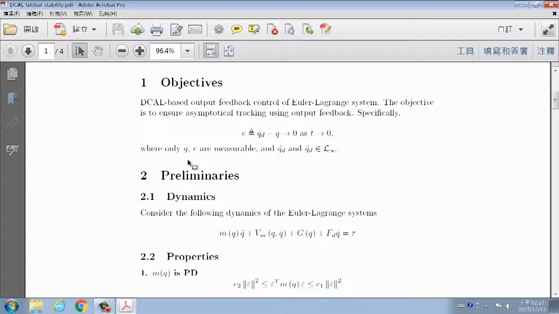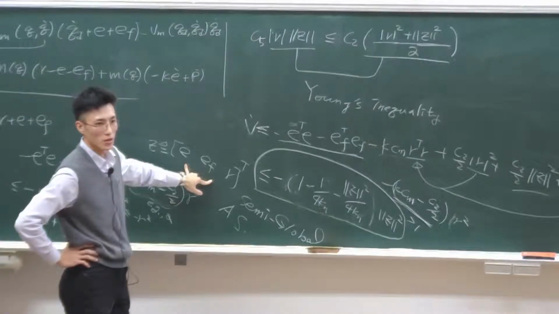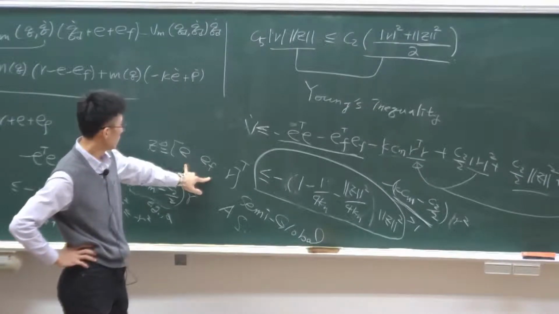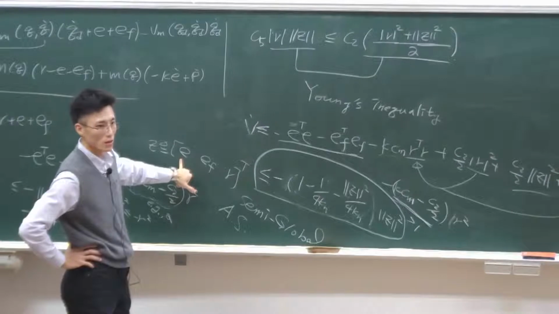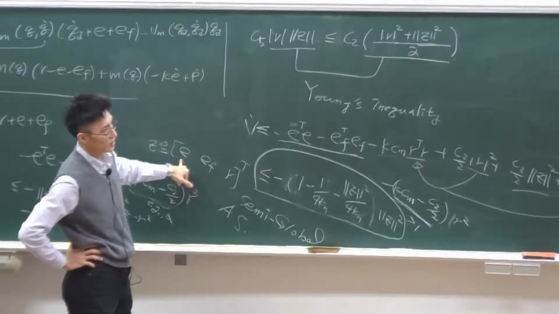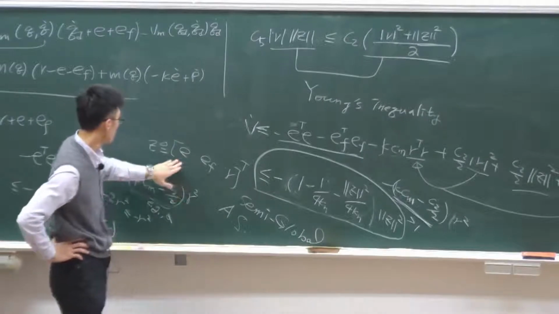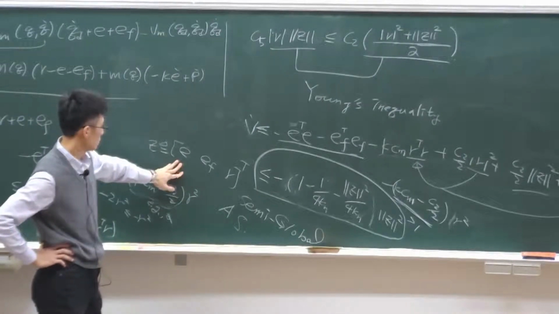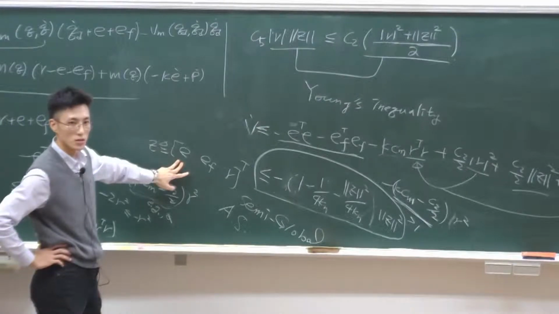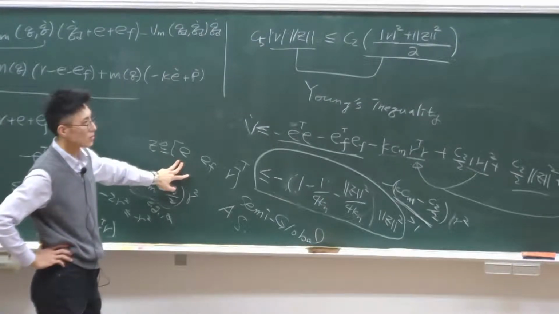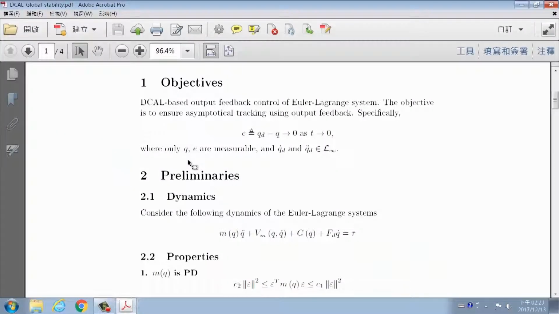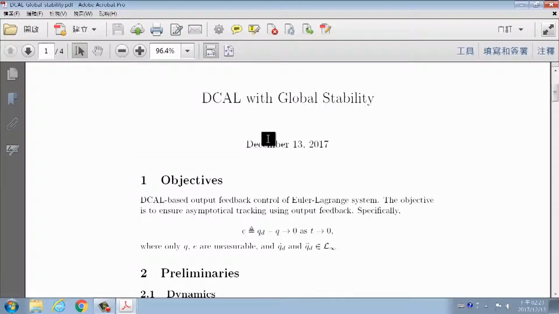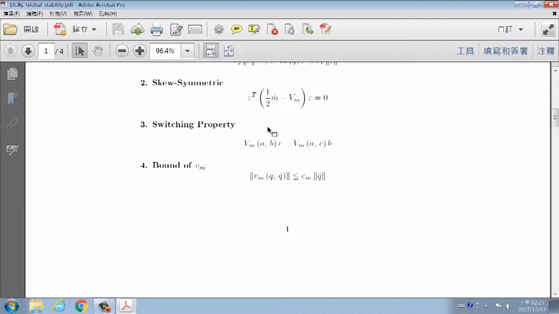And semi-global means that if you know your initial conditions, then you know how to select your gains. Initial condition means the tracking error, right? If your initial condition of the states is far from the desired trajectories, your tracking error will be larger, right? That means you need a higher gain to ensure stability. As I said, there's another approach called the global DCAL. DCAL is global stability. That means the gain doesn't depend on the initial condition of your states.